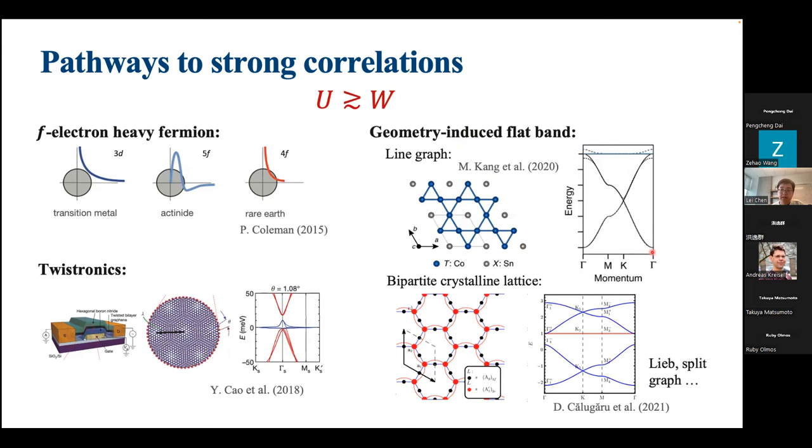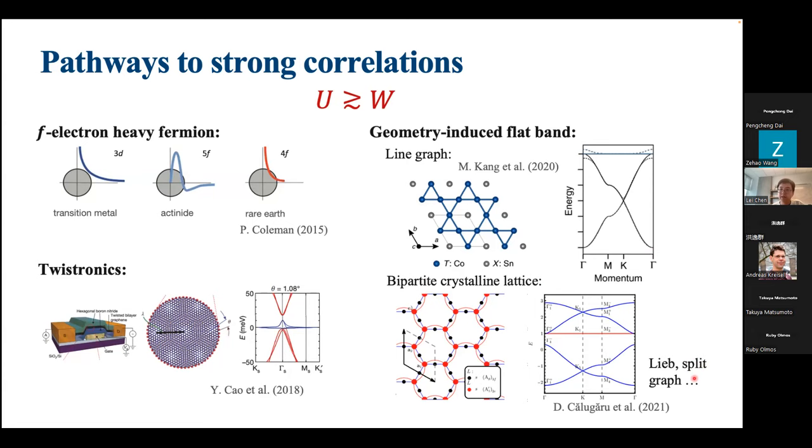There are also other kinds of geometrically induced flat band systems. For example, the bipartite crystalline lattice, in which the lattice sites can be divided into different kinds of sublattices. If the numbers of these sublattices are different, then according to the rank conditions, we can also have flat bands. There are other types too, like the Lieb lattice, the split lattice, or the graph lattice. All these belong to the category we call geometrically induced flat band systems.